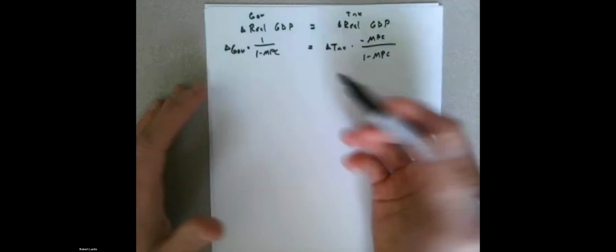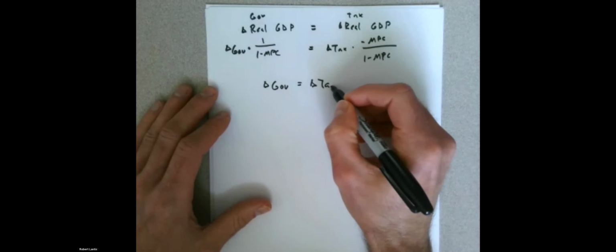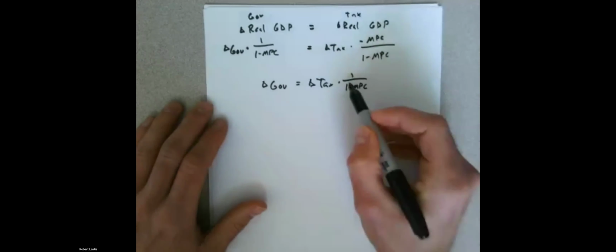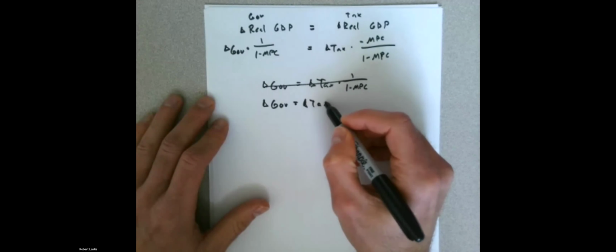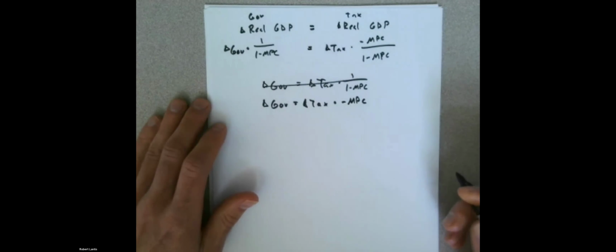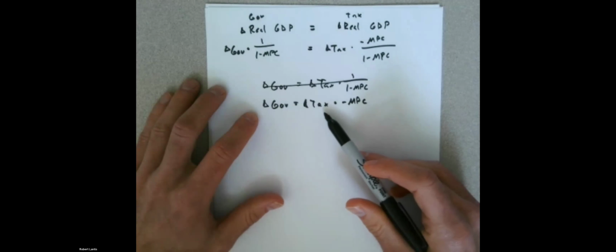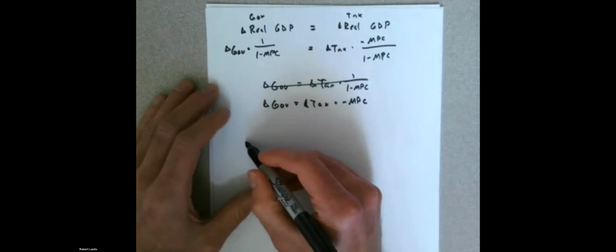So if we want these two things to be equal, we rearranged the equation a little bit, did some algebra, and we said that the change in government spending should always be that change in taxes times negative the marginal propensity to consume. This was the idea that if we increase government spending to get that same effect, we'd have to decrease taxes. Okay? So what if instead we want to keep the budget balanced?